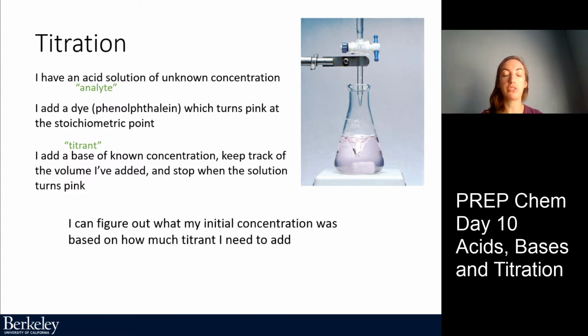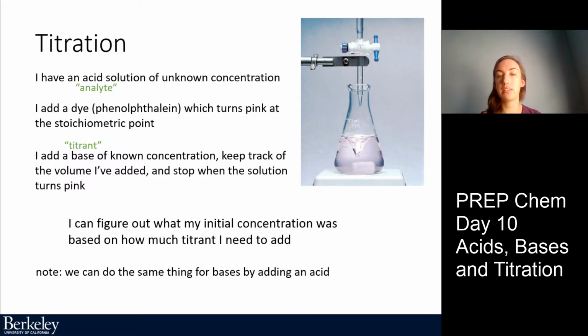Basically, what I'm trying to do is figure out what my initial concentration was based on how much titrant I need to add in order to reach the stoichiometric point. I'll have an example of how to do those types of calculations on the next slide. I just want to note that we can do the exact same thing for bases by adding an acid. You would just switch: I have a base of unknown concentration and I'm adding an acid and waiting until the solution changes colors. There are different dyes you can use depending on what combinations of analytes and titrants you want to use. Phenolphthalein is a really common one, but there are others.